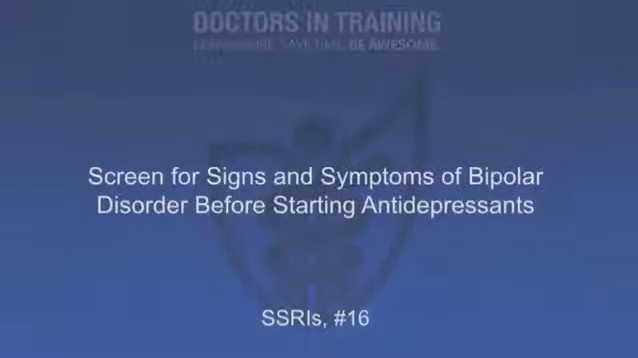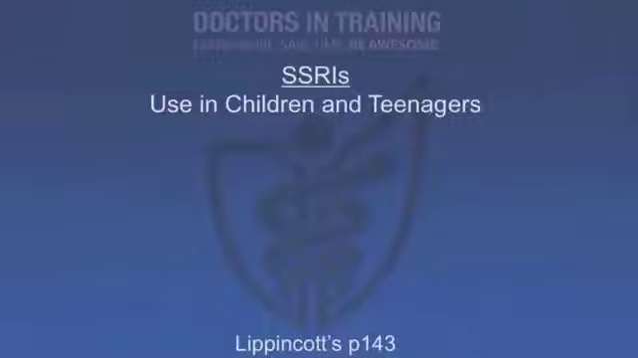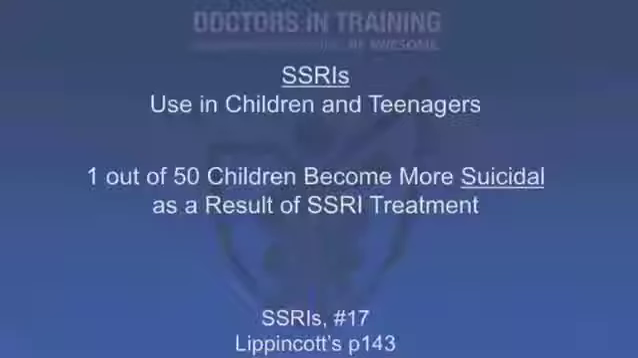Clinicians are advised to screen their patients for signs and symptoms of bipolar disorder before starting antidepressants. Some sources state that it takes an average of 10 years before a bipolar patient is accurately diagnosed as such. They mostly have the diagnosis of depression and are constantly treated with antidepressants and undergo this treatment-emergent mania. Antidepressants can also be used with children and teenagers. They should be used cautiously because about 1 out of 50 children become more suicidal as a result of SSRI treatment. This phenomenon is thought to be related to treatment-emergent mania in undiagnosed juvenile bipolar patients.